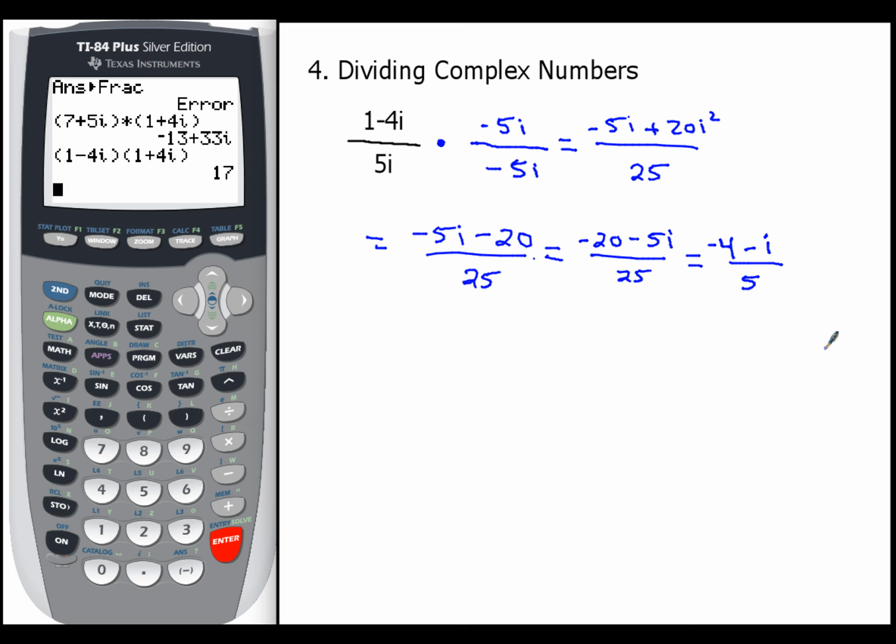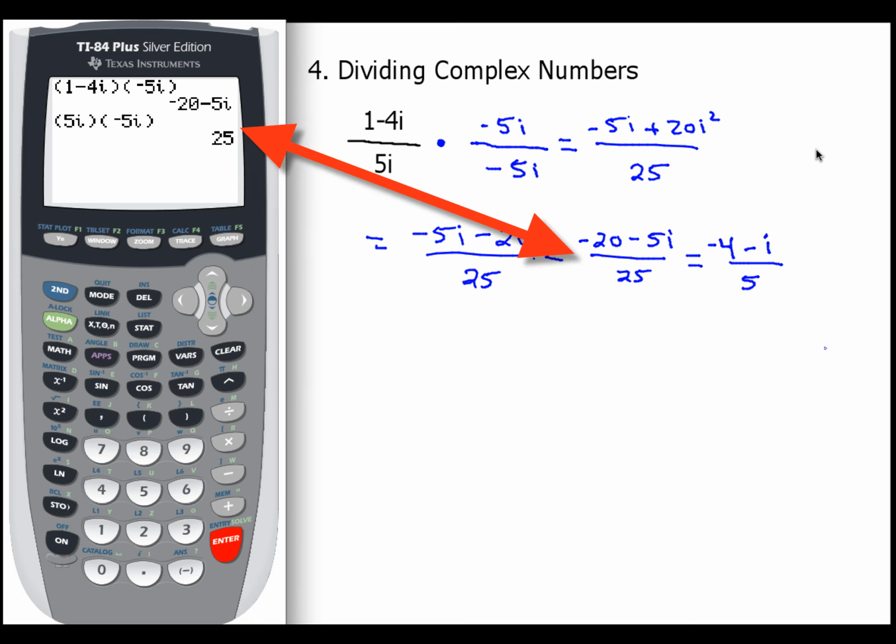Now again, let's verify this on the graphing calculator. So when I go ahead and do that and I check that, notice I have negative 20 minus 5i in the numerator and then 25 for my denominator, which is what I had. The only thing I have to do next is just make sure that I took my time and I did my reducing properly. So that's it for dividing complex numbers.